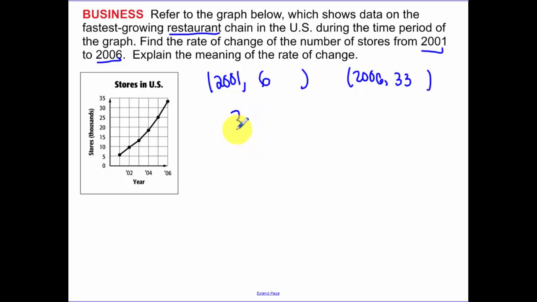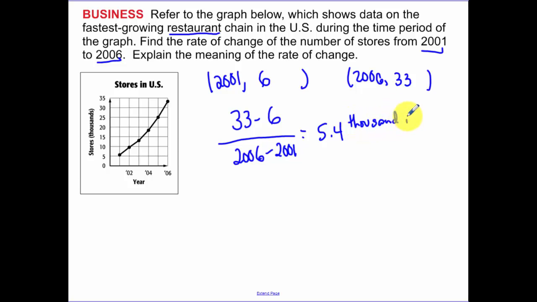So subtract the y coordinates, subtract the x coordinates. I started with 33, so I have to do 2006 minus 2001. We get this answer is 5.4, and this is 1,000 restaurants. Okay, restaurants per year.